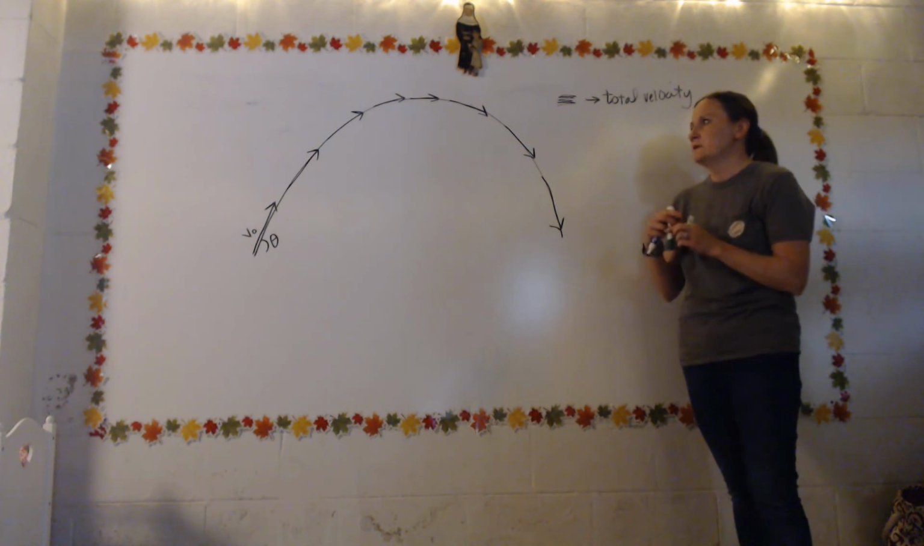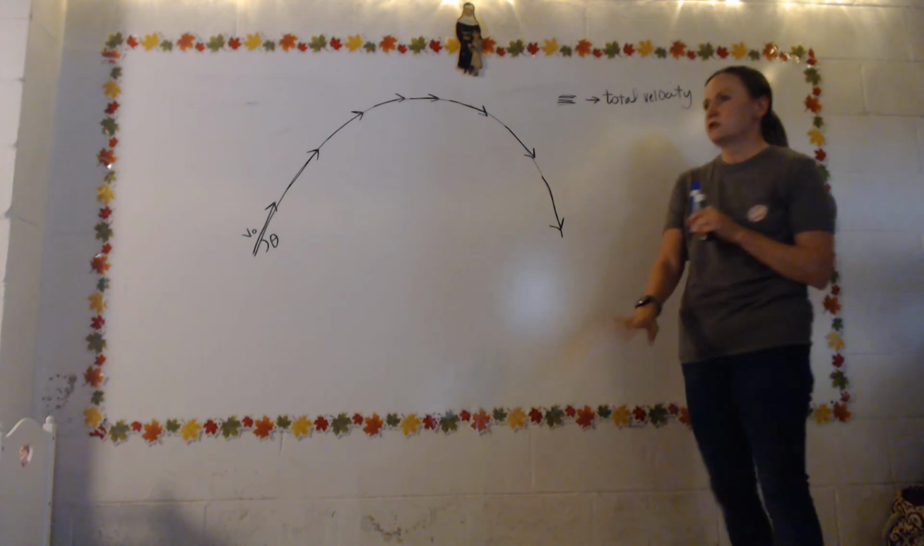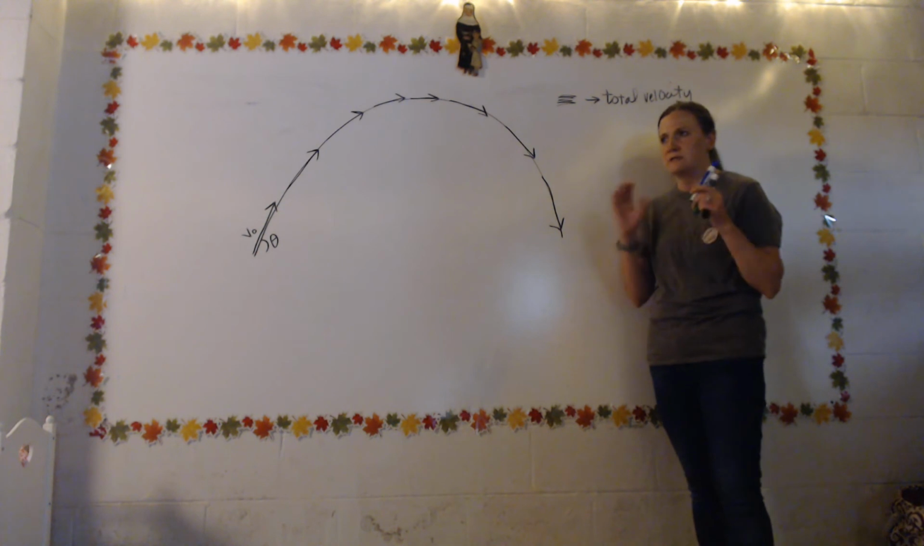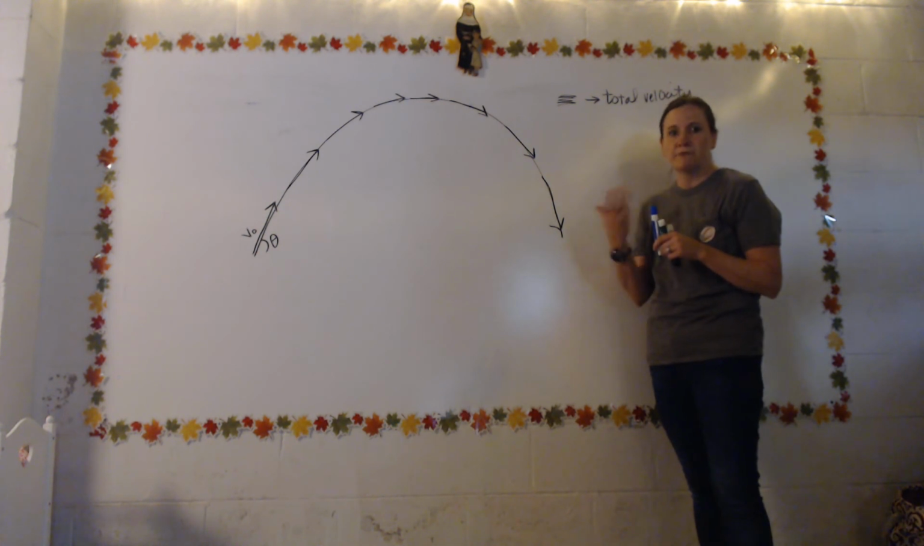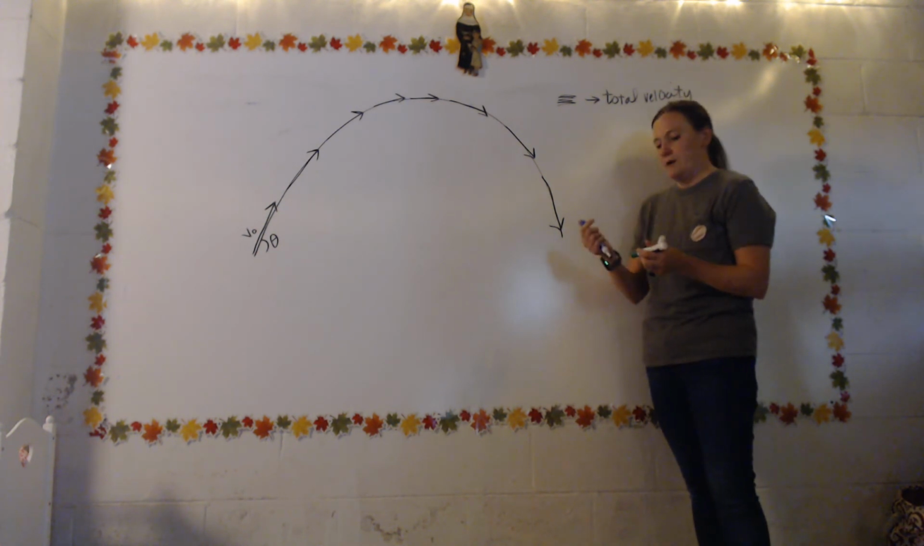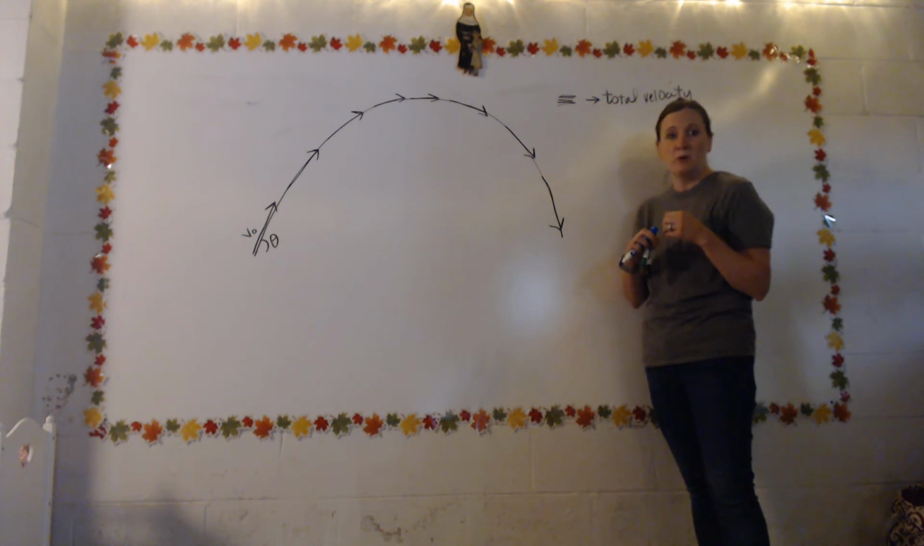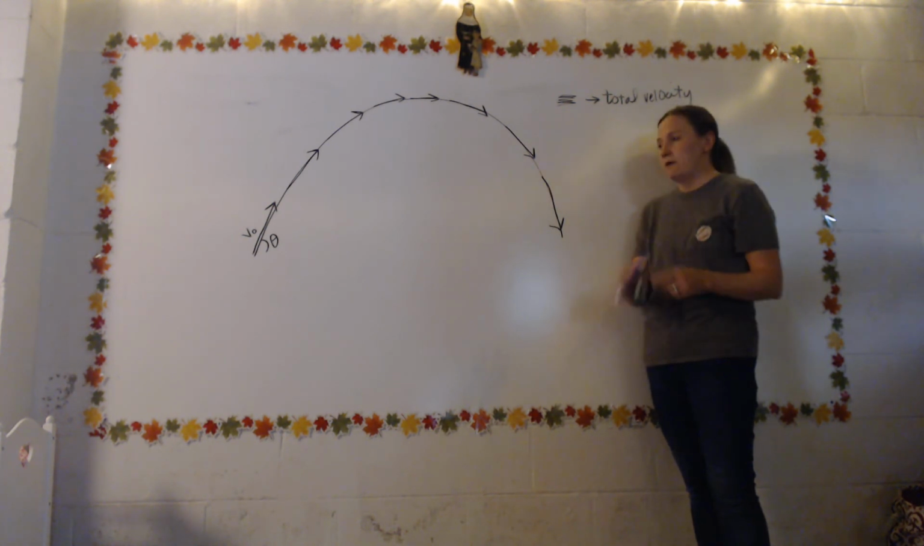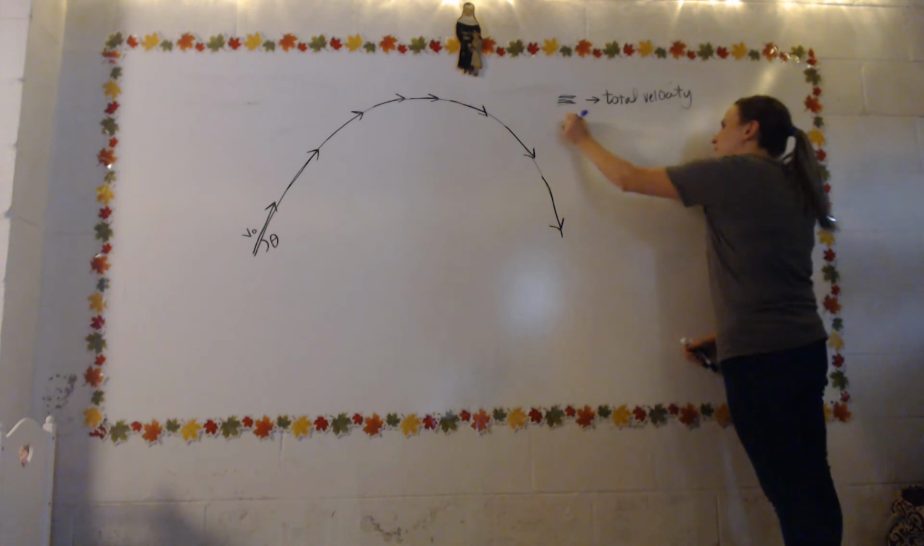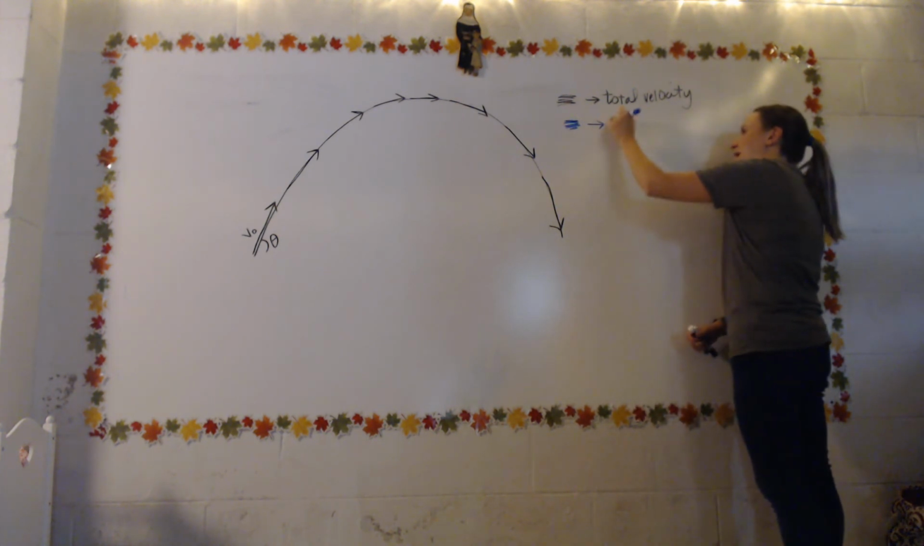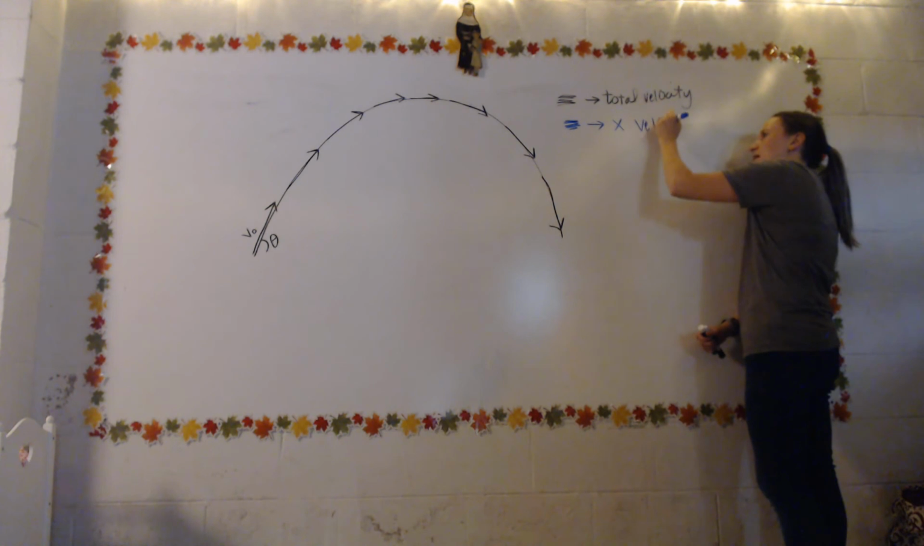Now, what I'm going to do is go through, and again, this should be drawn. If you're looking at the guided notes, it's there drawn for you, so you can just follow along. And I am going to draw the x and y components of each of these arrows. So I'm going to use blue for my x. So we'll say x velocity.